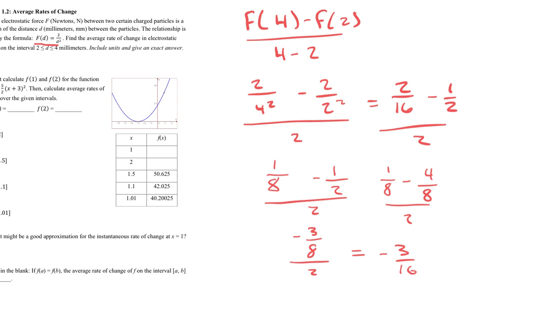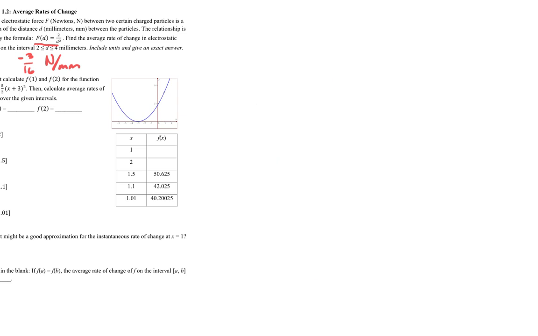So our average rate of change is negative 3 over 16, and we need to include units. So if force is newtons and distance is millimeters, we will have newtons over millimeter. So that's what our final units are going to be. It's going to be newtons per millimeter.